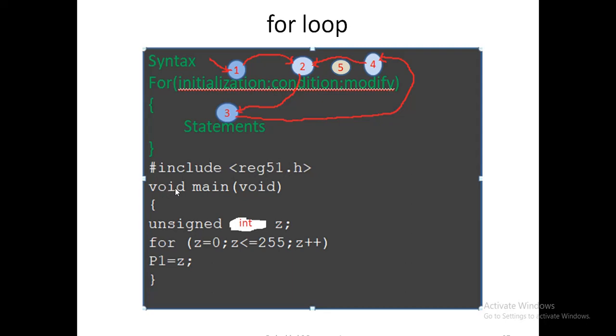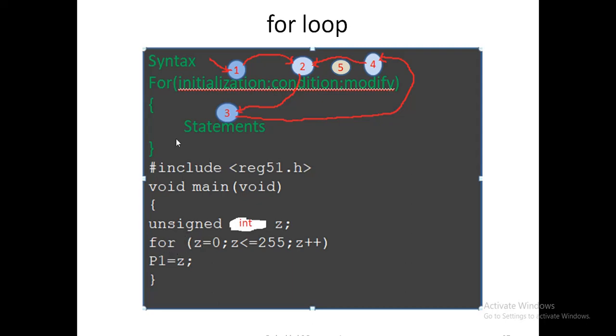I come to the next line, void main, with void in the brackets. You can keep void or not use void, nothing changes, because it is null. Then open curly braces, unsigned int z, where z is a variable.